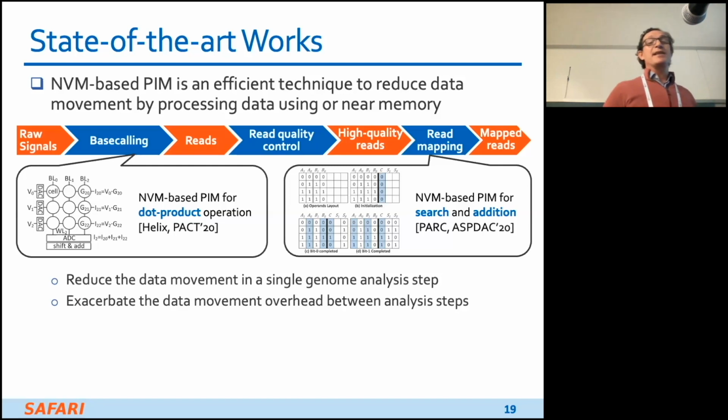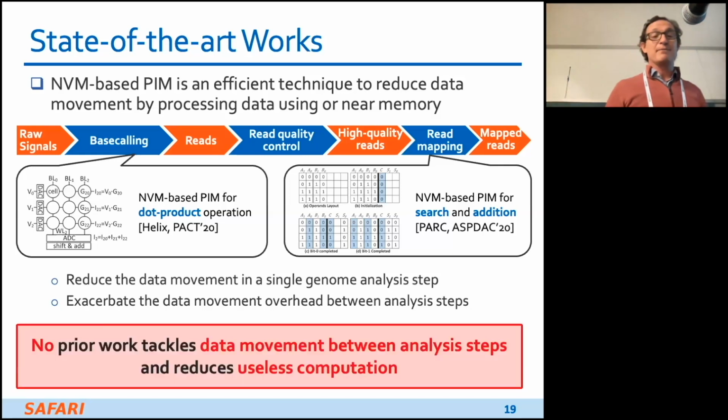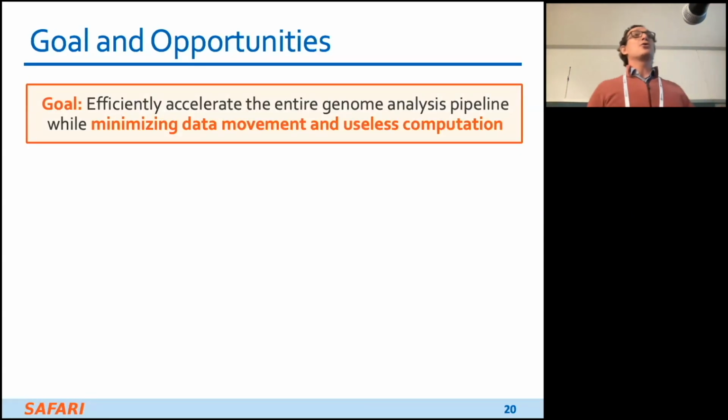But they exacerbate the data movement overhead between analysis steps, because if you reduce the data movement in a single step, the other parts of the data movement become the bottleneck. And essentially, no prior work tackles the data movement between the analysis steps and also reduces useless computation. That's what we wanted to do in this work. I think there's more to do in this area. So our goal was to efficiently accelerate the entire genome analysis pipeline while minimizing data movement and useless computation.